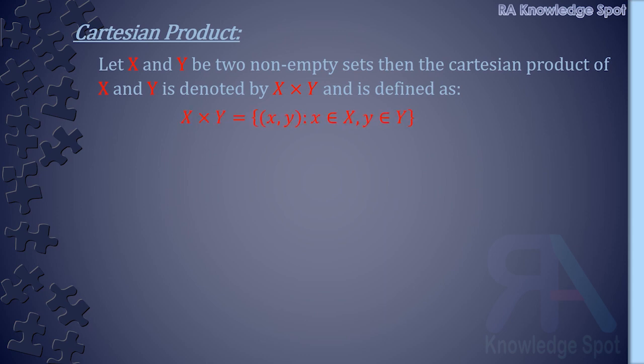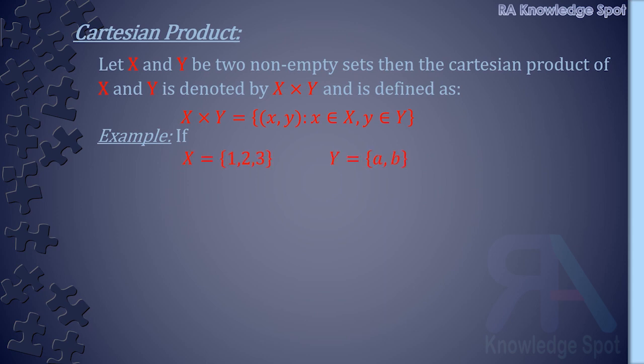How will we define it? X cross Y is equal to, in curly brackets, (x, y) such that, the colon sign shows such that, we are going to elaborate more on what x is and what y is. Small x belongs to capital X and small y belongs to capital Y. This is the Cartesian product. With an example, it will be more clear to you.